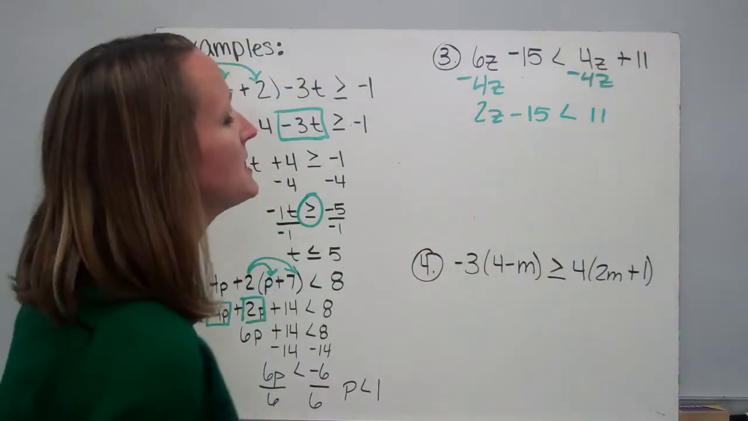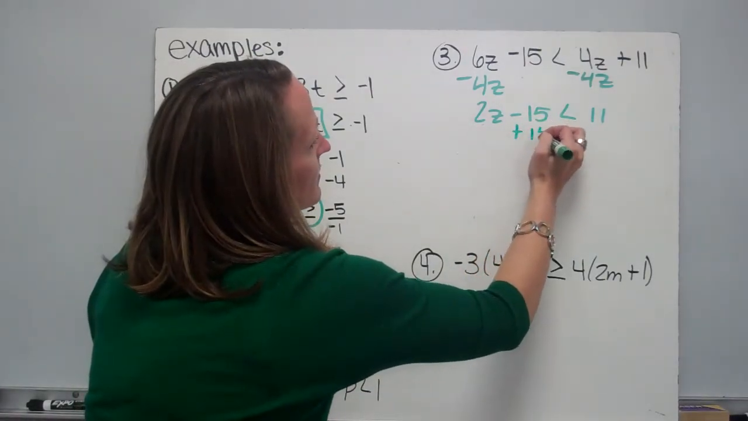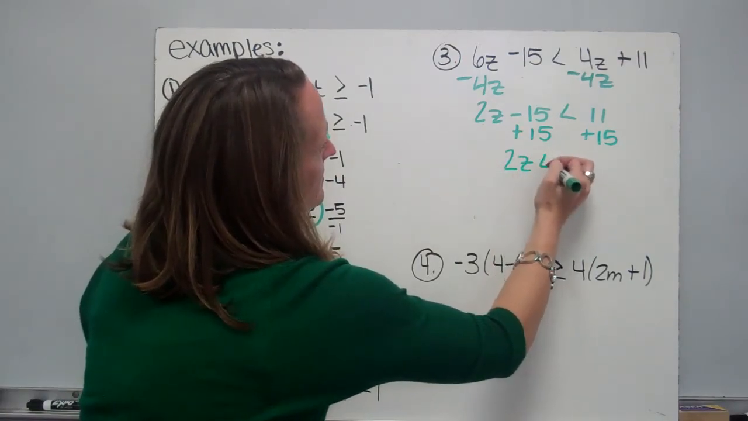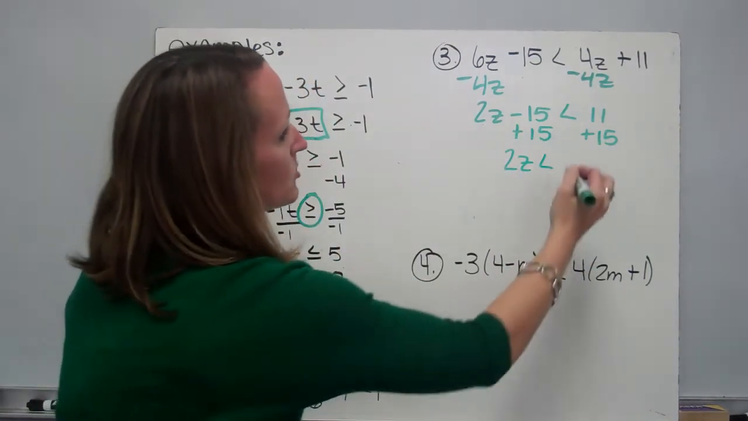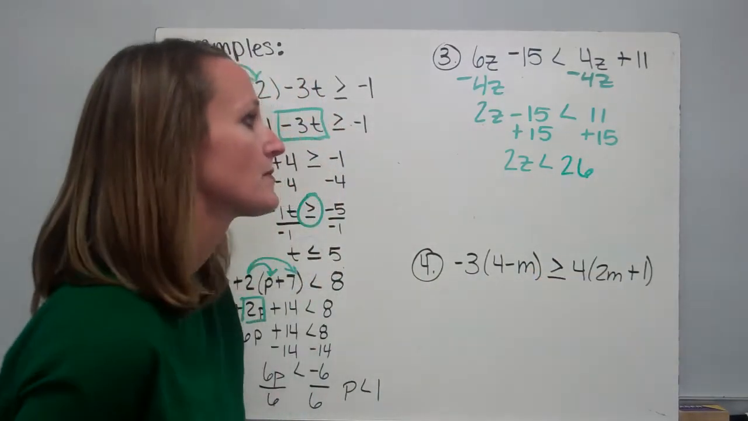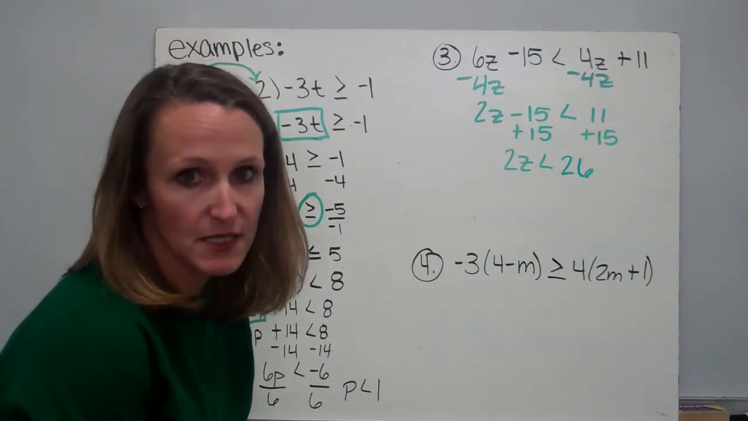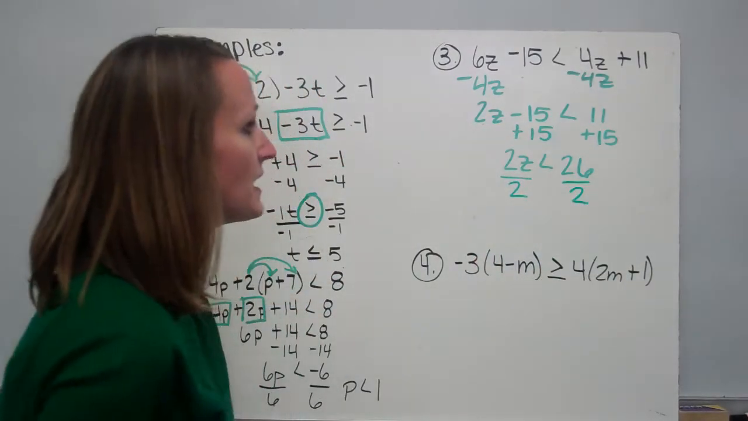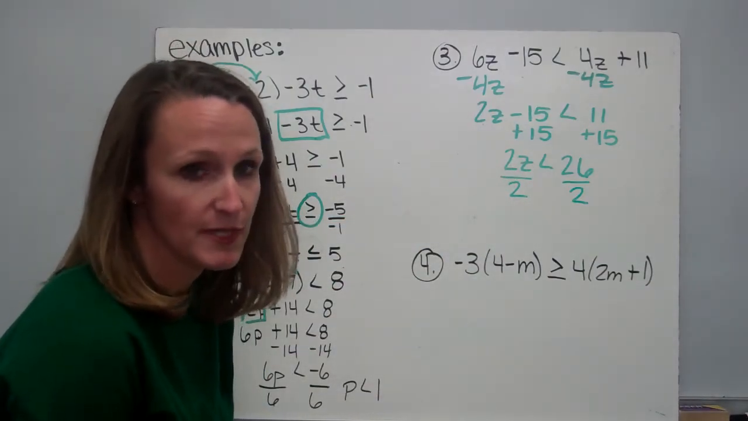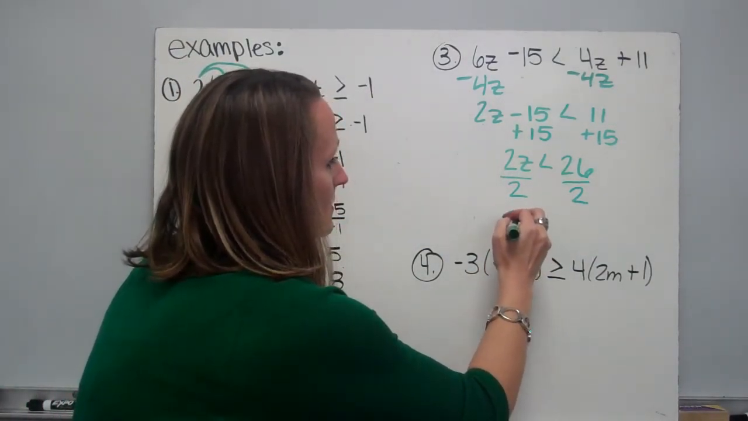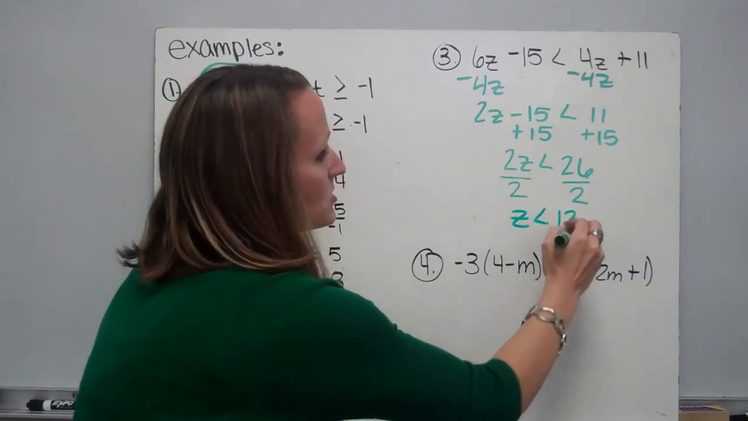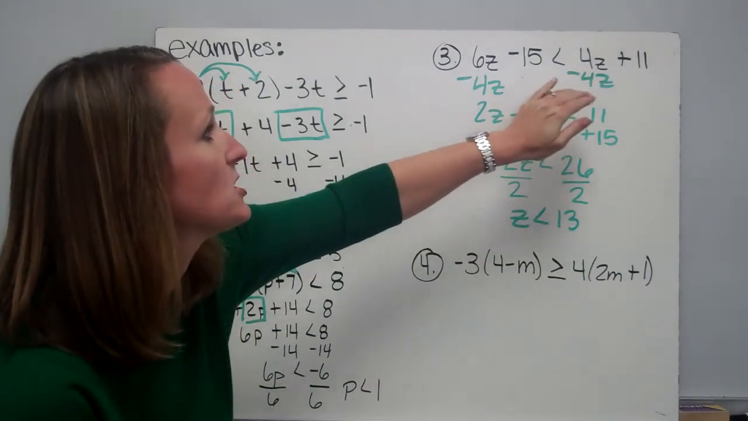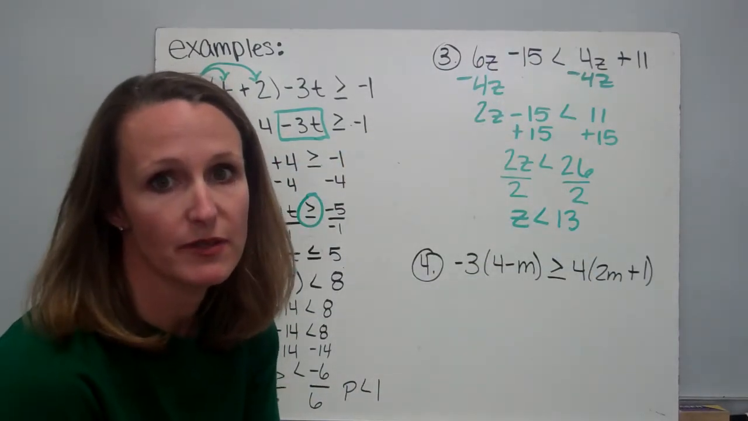So I'm going to move my 15 over there, so that I have 2z is less than 26. And now my last step in isolating the variable will be to divide both sides by 2. And I'm not dividing by a negative, so I don't need to flip my sign. So my answer just becomes z is less than 13. That one wasn't so bad. I really just had to move one thing in order to get everything where I wanted it.